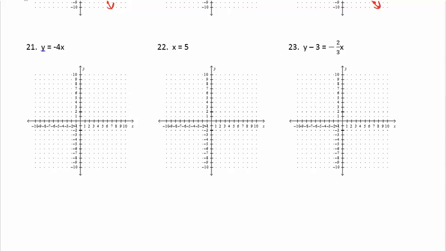Number 21 has y equals negative 4x. Notice that there's no y-intercept back here. That's the same as saying plus 0. So if we start at the origin, we're going up 4 and over 1. Remember, when your slope is a whole number, you can put it over 1, so that we rise the top number and you run the bottom number.